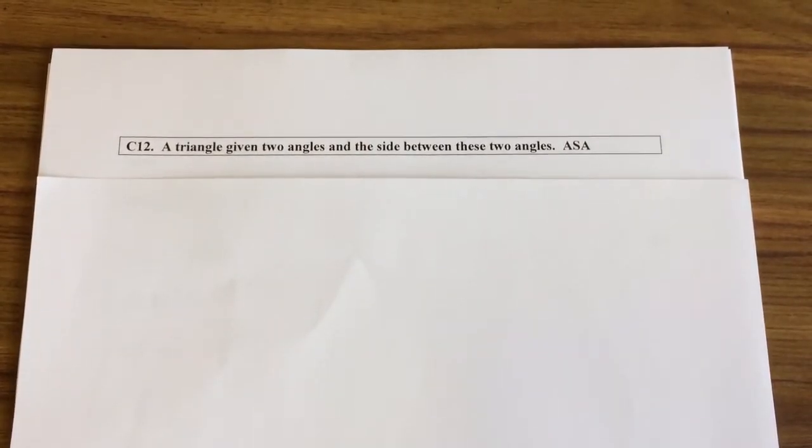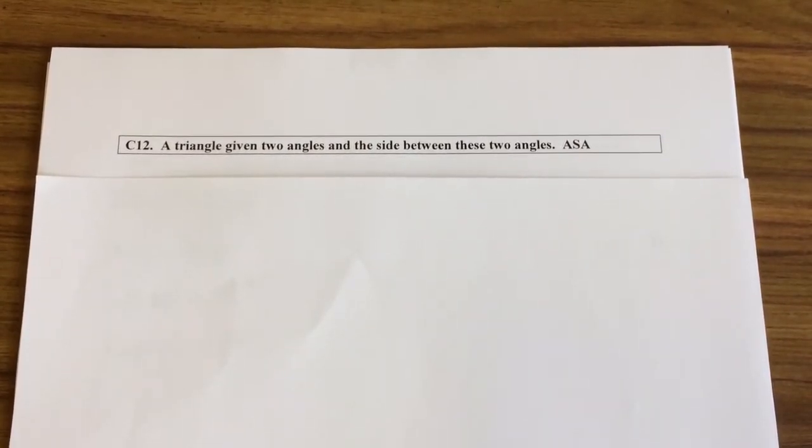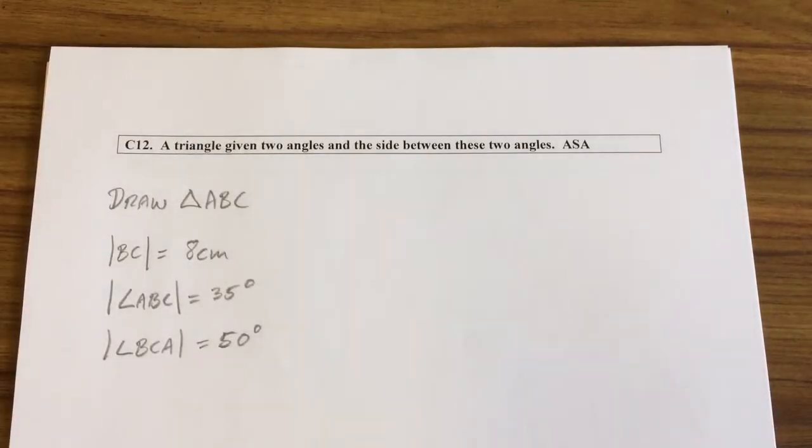Construction 12. How to construct or draw a triangle when you're given two angles and the side between those angles. In other words, ASA. The side is between the two angles. Draw a triangle ABC such that the length from B to C is 8 centimetres and the angle ABC is 35 degrees and angle BCA is 50 degrees.